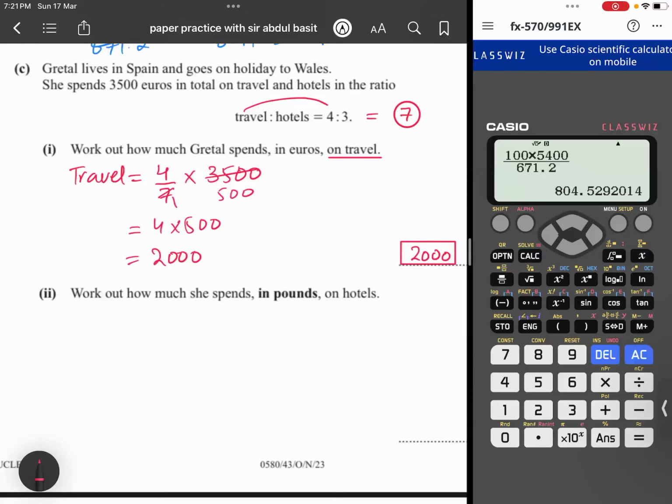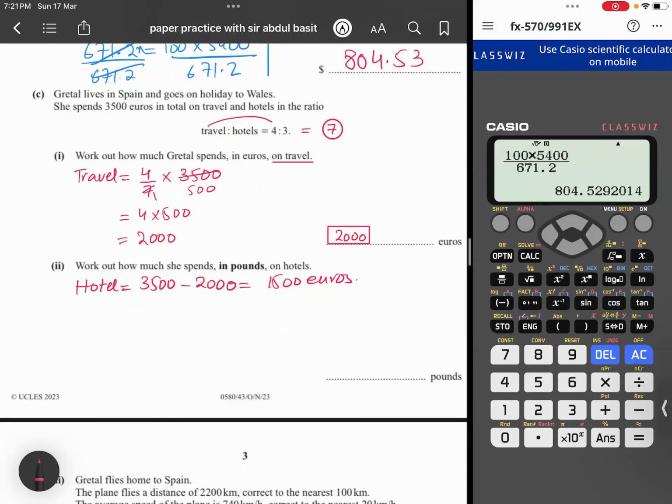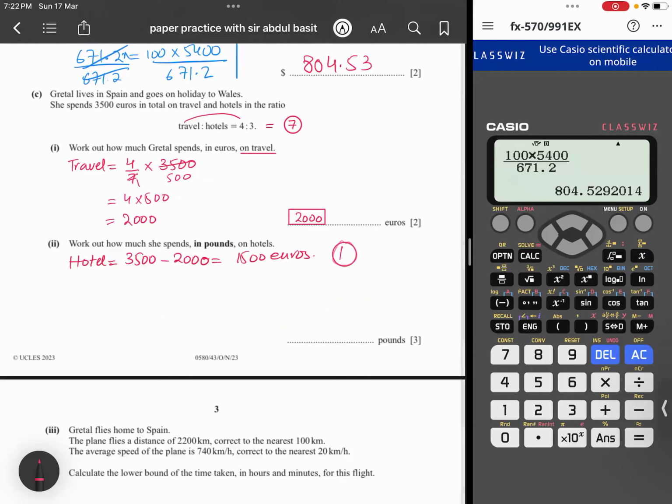Work out how much she spent in pounds on hotel. So first of all, pounds we need to calculate. Hotel is equal to total, which is 3,500 euros, minus travel, which is 2,000. So we got 1,500 euros here. First of all, you will get 1 mark for finding this. This is for 1 mark working.